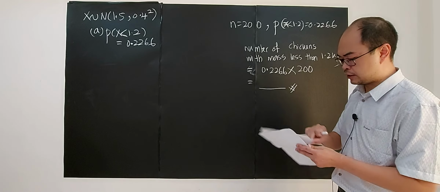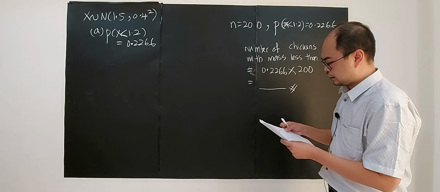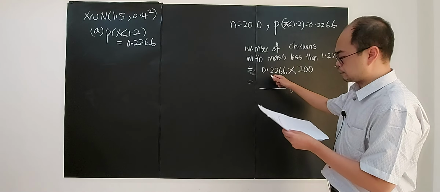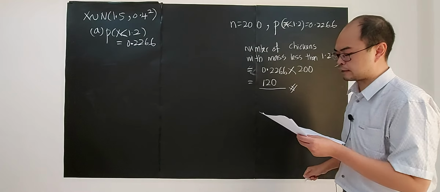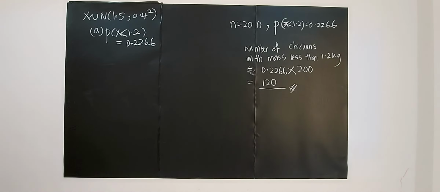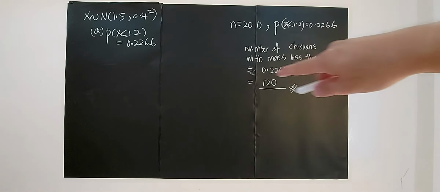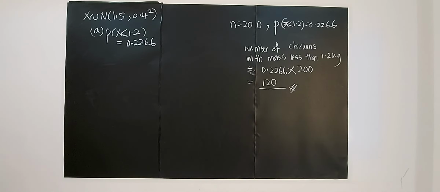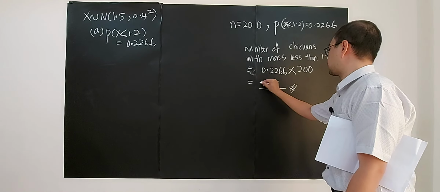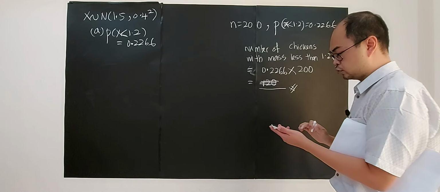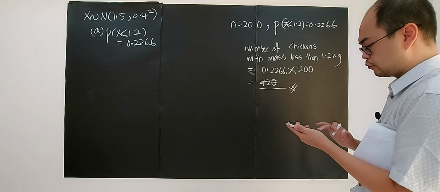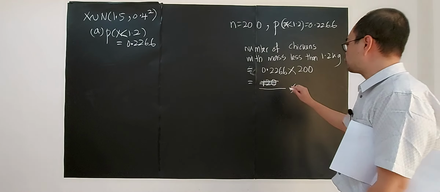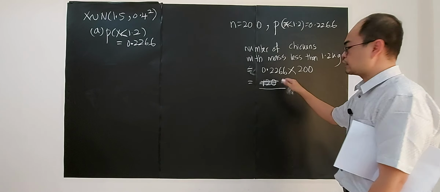So definitely I will get a value of around 120. I round off here. Oh, sorry, I calculated wrongly. The value should not be 120. You take 0.2266 multiplied by 200, so the value will be 45.32. If you calculate, you get 45.32.